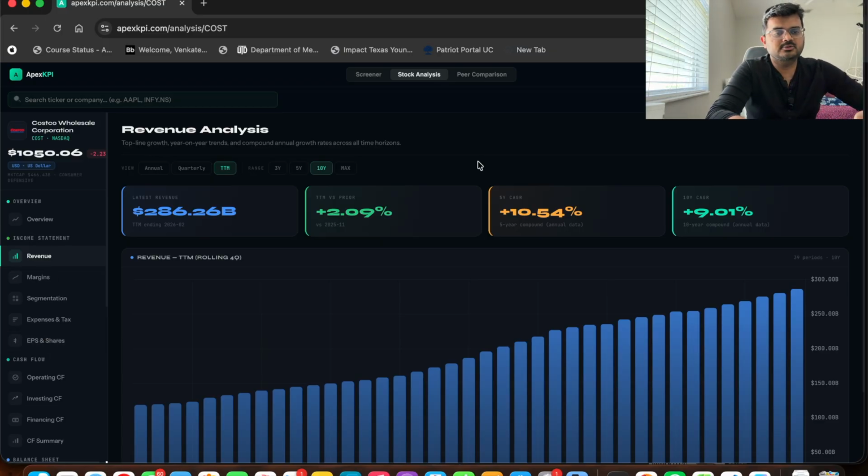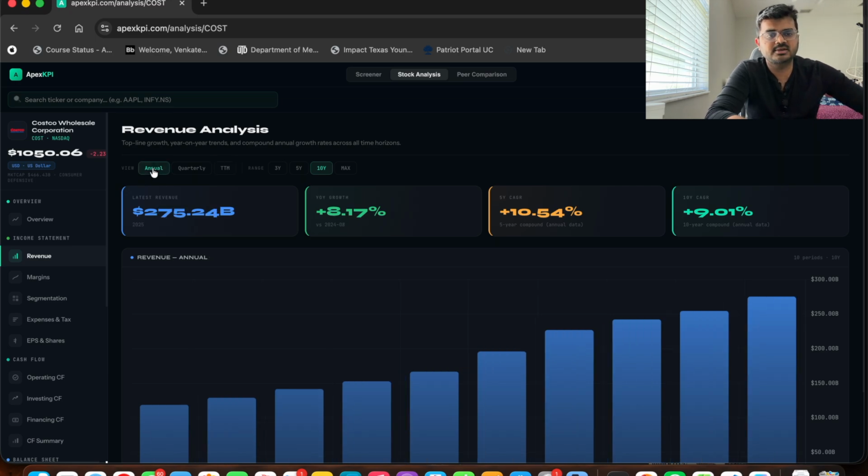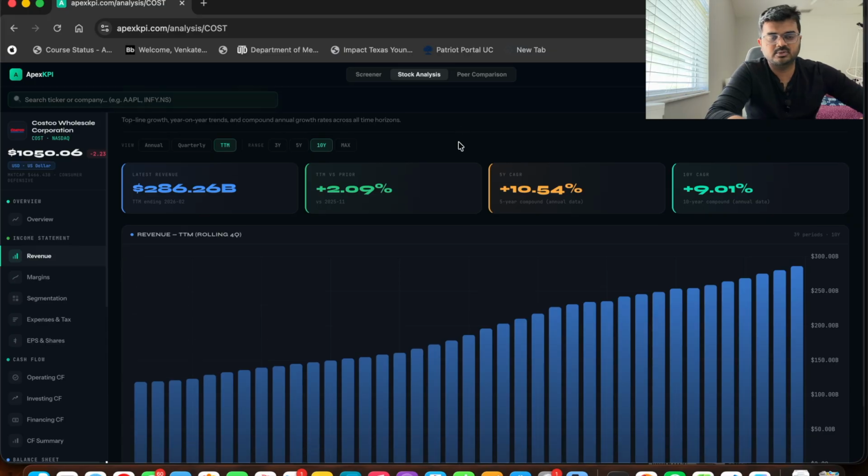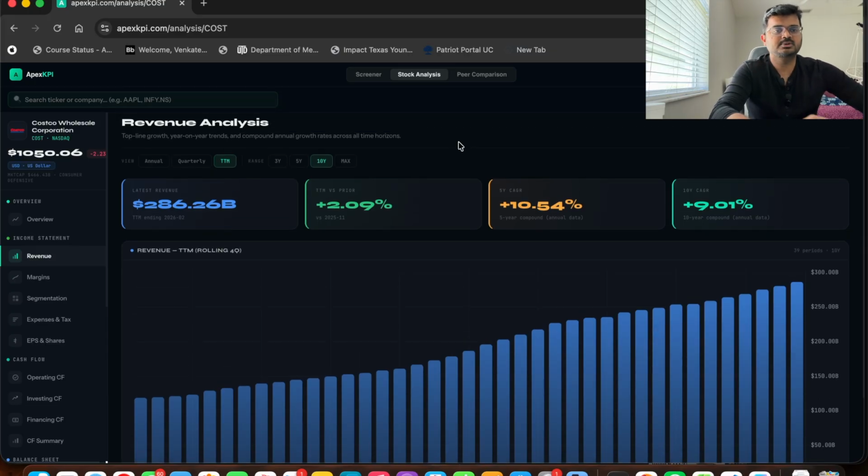While looking at the revenue, in my application, you can look at it in three different ways. Either in annual format, that is year over year, how much revenue the business made. Or the second thing is you can look at it on a quarterly basis, and the third one is trailing 12 months. In my opinion, I would always prefer to look at the trailing 12-month revenue.